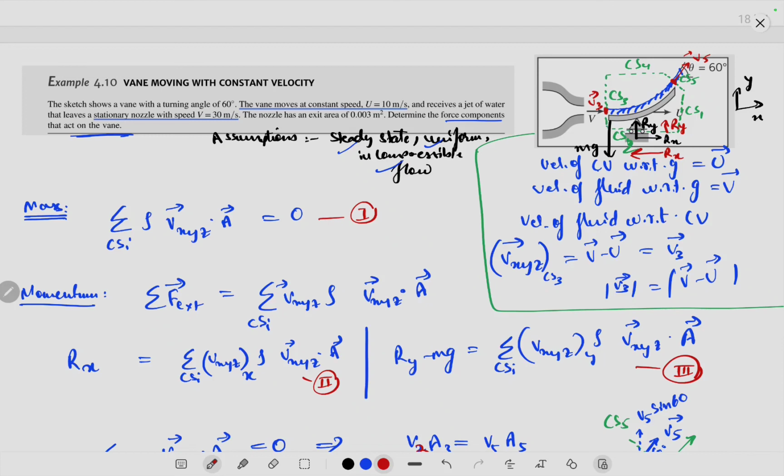Next, let's say your control volume is accelerating. If the system of interest is accelerating, you are left with no other choice but to take a control volume which is also accelerating with the system. In that case, can we use these equations? We'll see this in the next lecture.